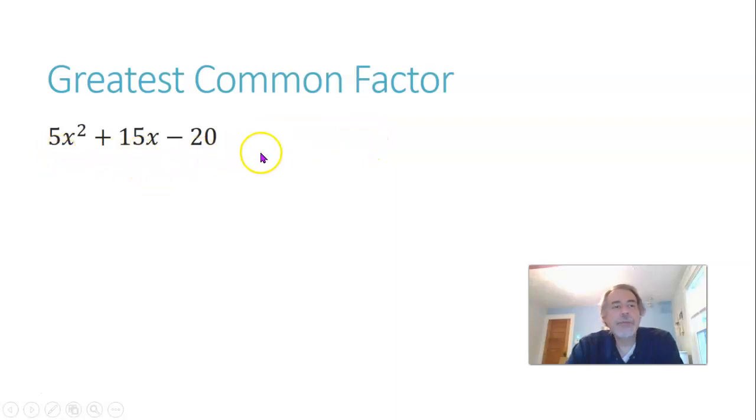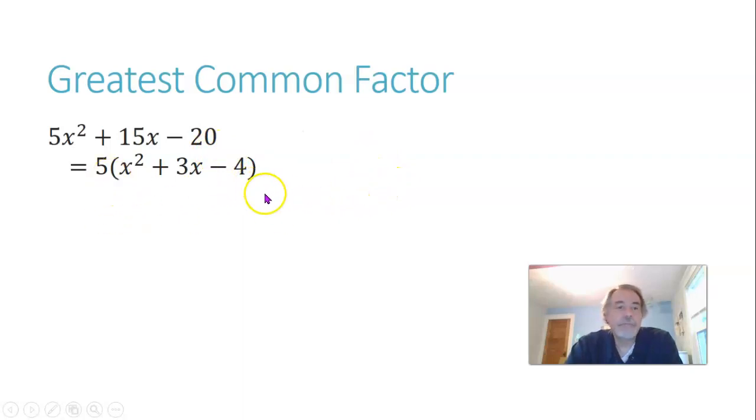In this example, 5x squared plus 15x minus 20, the greatest common factor is 5. All of these terms are divisible by 5. They all have 5 as a factor. They can all be written as 5 times something else. So we can take the 5 that they have in common, put that outside parentheses, and then put the something elses inside the parentheses. You would need 5 times x squared to get 5x squared. You would need 5 times 3x to get 15x. And you would need 5 times minus 4 to get minus 20.